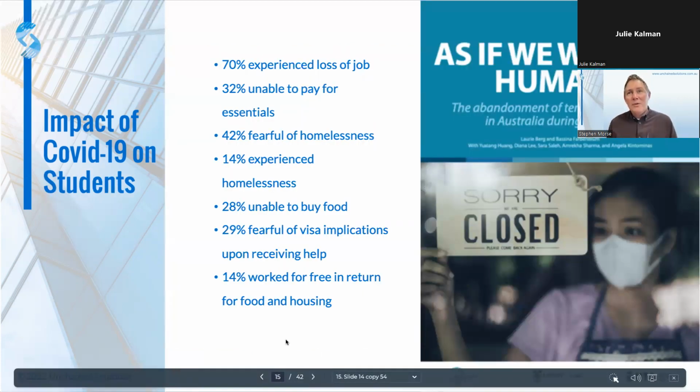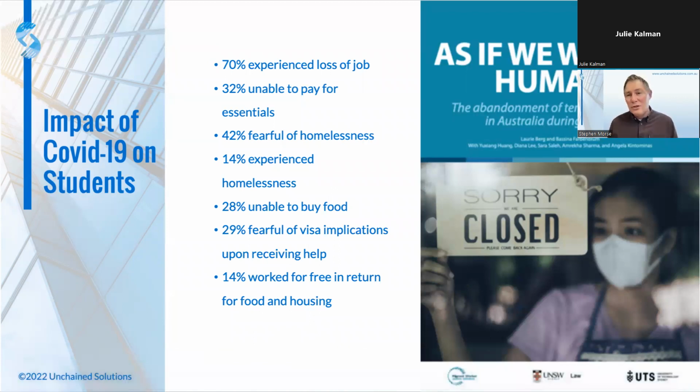Back in Australia, there was a big impact on international students, and there was a report put out jointly by the University of Technology Sydney and UNSW to look at the impact of COVID-19 on international students, which also dates back to 2020, although I know that some more work has been done on this. But some research was done to understand some of the issues for international students. 70% of whom experienced job loss, 32% were unable to pay for the essentials, 42% were fearful of homelessness, and of them 14% actually experienced homelessness.